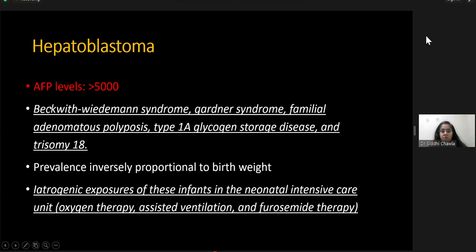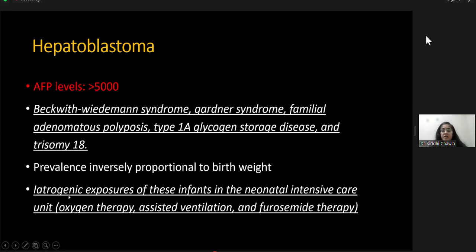So I'm just telling you because in children, diagnosing a hepatoblastoma is not the end of the story. You have to also look for any additional thing that you might miss, because we all have satisfaction of search, and that should not be the end in children. One important thing is that the prevalence is inversely proportional to the birth weight. So the higher the child's birth weight, the less likely the child is to have a hepatoblastoma.